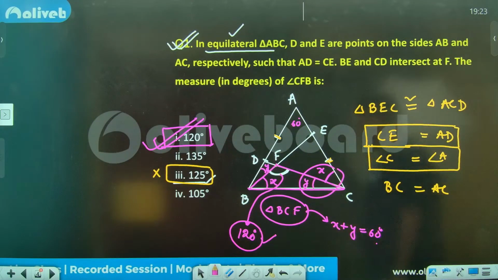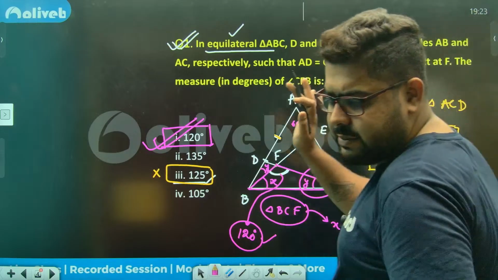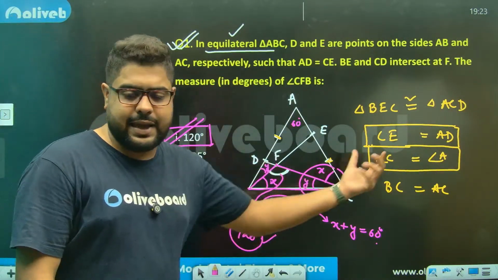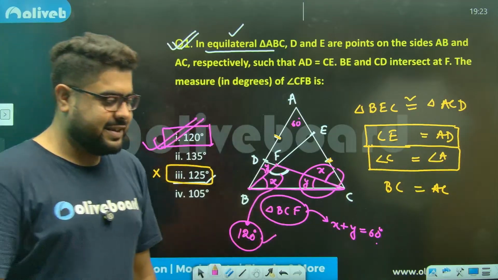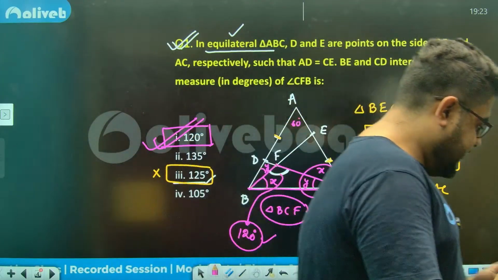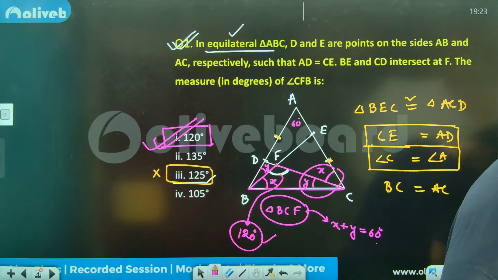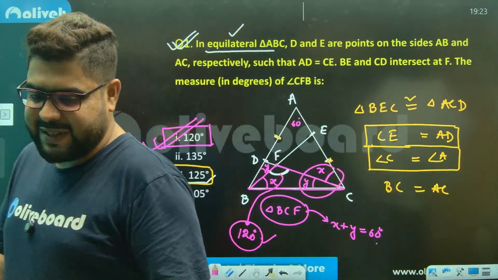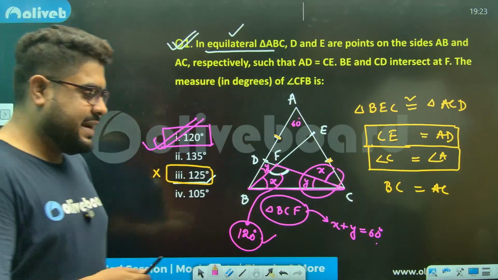Is this clear? Now this was a very good question. Not difficult, but again not your easy-peasy kind of question either. Clear everyone? Dev, yes, 120 is the answer, not 105. Perfect, brother. Clear.